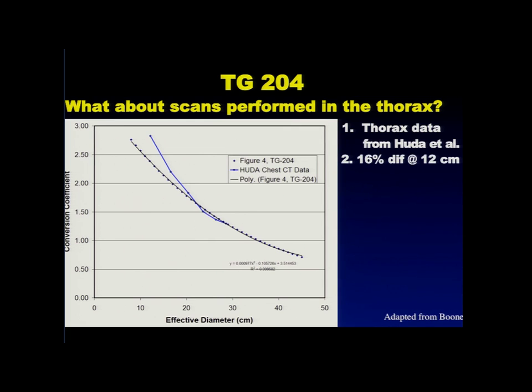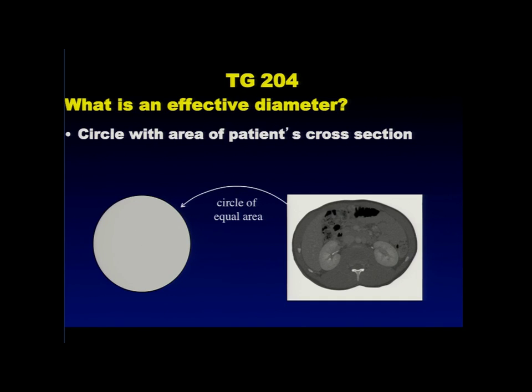And basically, there's a 16% difference here at 12 centimeters between the chest and the abdomen. It's only 7% at 17 centimeters, and it's less than 3% for anything above 17 centimeters. And we basically said that SSDE is only accurate to plus or minus 20%. So finally, the naysayers relented and said, okay, you can say it's for the entire body.